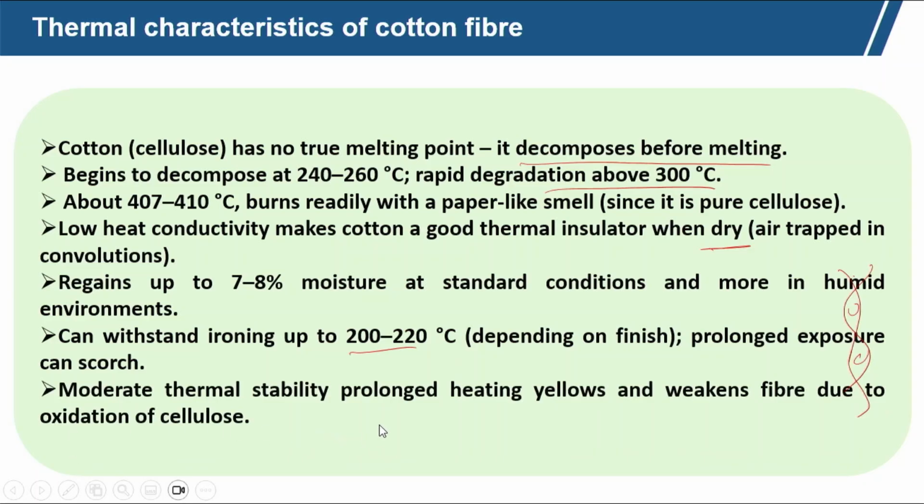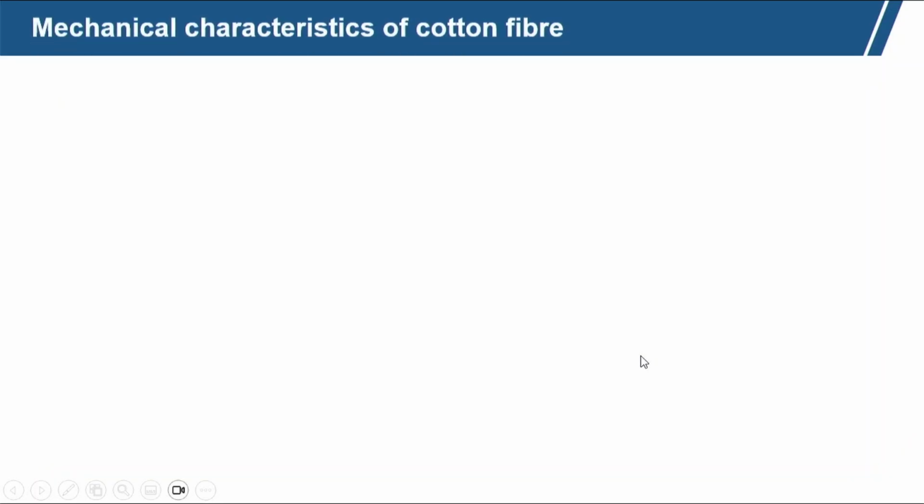So, moderate thermal stability, and prolonged heating yellows and weakens the fiber due to the oxidation of cellulose. So, if we keep the cotton fabric at high temperature for a long time, it will start degrading, and there will be yellowing in the fiber. This is due to the cellulose starting to oxidize. And if you see the mechanical characteristics of cotton fiber.